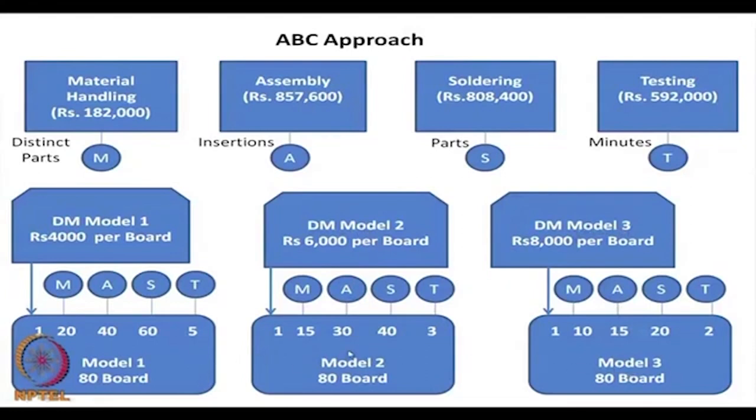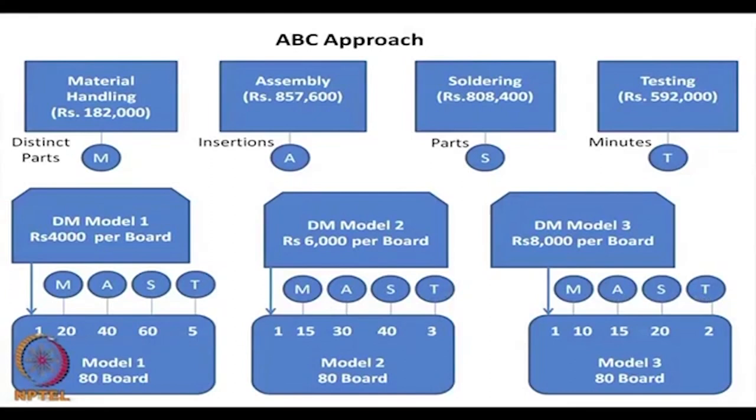And these are the final cost objects, that is the three products, model 1, model 2 and model 3, and the number is the same, 80 boards and 80 boards. And these are basically connectors. Instead of showing so many lines, we have just said that this line is coming to here and to here, and this line is coming to model 1, that is, this activity is done for model 1, 2 and 3. Similarly, this activity is also done for model 1, 2 and 3, and this activity is also done for model 1, 2 and 3.